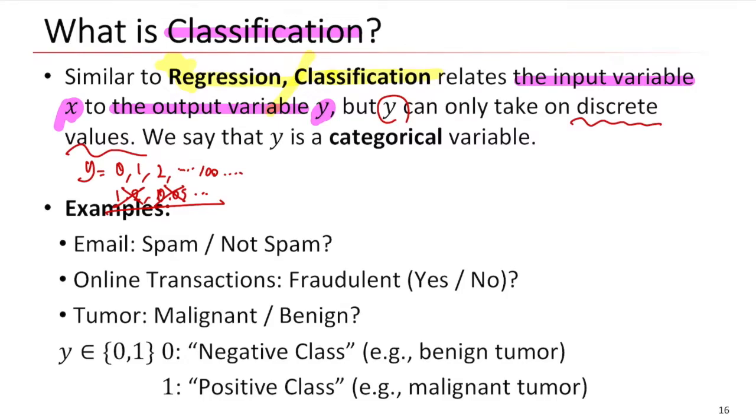Actually, we can use these values in some cases, if we define our discrete case that way, but generally we can say that discrete values are integers. Anyway, the output y only takes a discrete value, and y is a categorical variable.